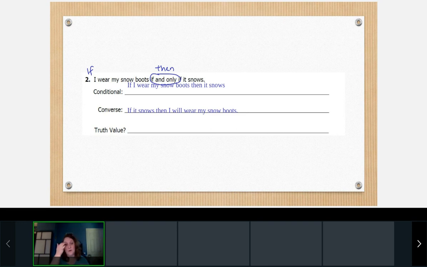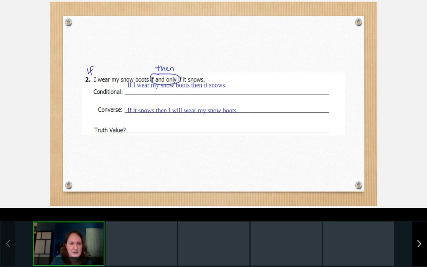Okay. So if your conditional says, if I wear my snow boots, then it snows, and your converse says, if it snows, then I will wear my snow boots, then you're right. What if you had those flip-flopped? You could have those flip-flopped because with the biconditional, you can go both ways. So maybe the conditional was, if it snows, then I wear my snow boots, and the converse was, if I wear my snow boots, then it snows. You could potentially have them flip-flopped. You probably don't, and that's okay.